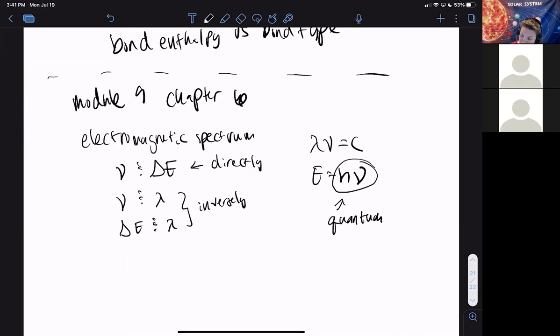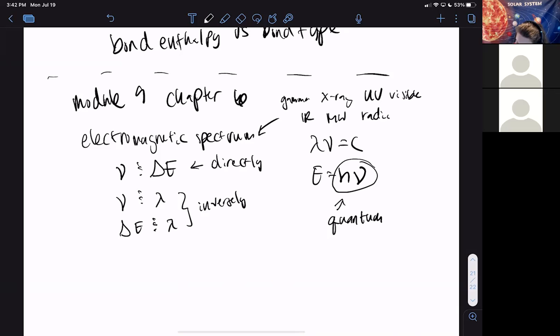You should know, within the electromagnetic spectrum, the things that are in there, what is most energetic and what is least energetic. So we have our gamma rays, and then our X rays, and then our ultraviolet, and then our visible, and then our IR, infrared, and then our microwaves, and then our radio waves. So you should know that gamma rays are the highest energy and radio waves are the lowest energy. Gamma rays are the highest frequency, smallest wavelength. Radio waves are the lowest frequency, largest wavelength.